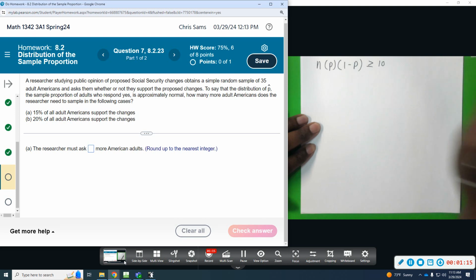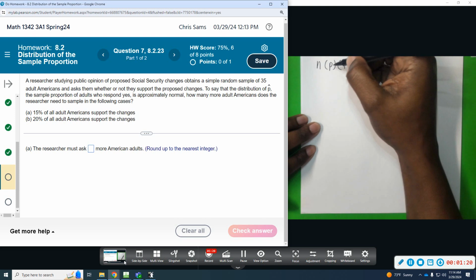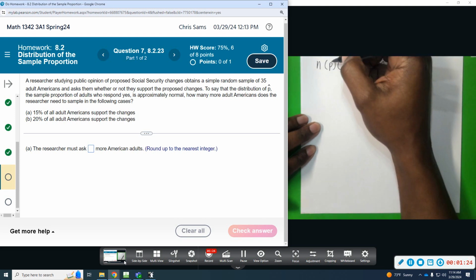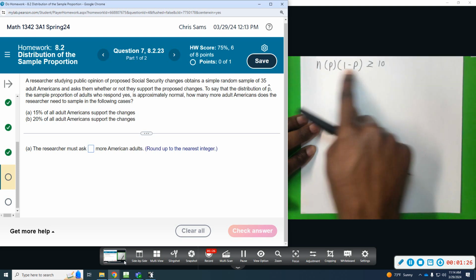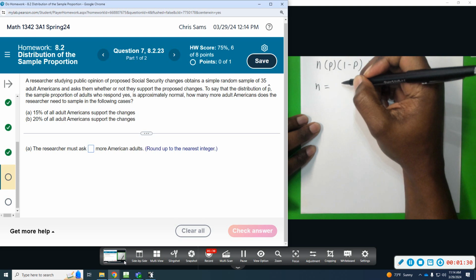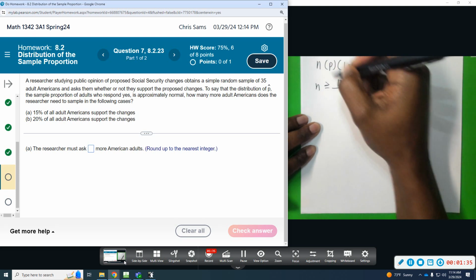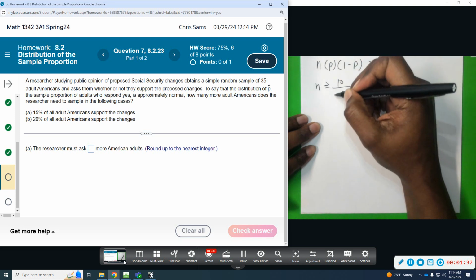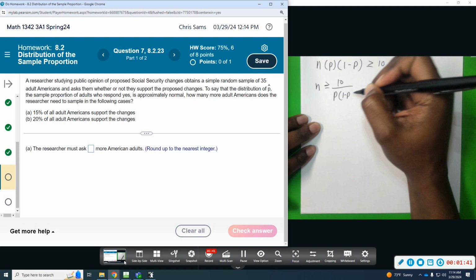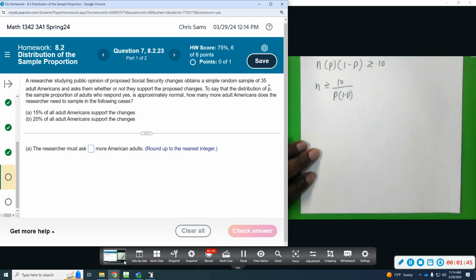So if we have 15%, the 15% is my proportion. To get N by itself, we're going to divide by both of these. So what we're actually doing is, I can say N is greater than or equal to 10, divided by these because these are being multiplied, so we're going to do the opposite. We're going to divide by P and 1 minus P. So this is what we need to do to figure out what sample size we need.